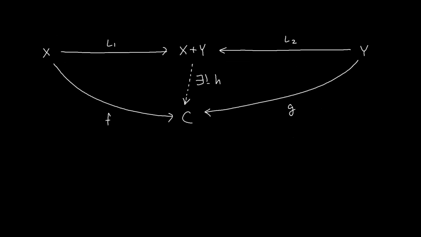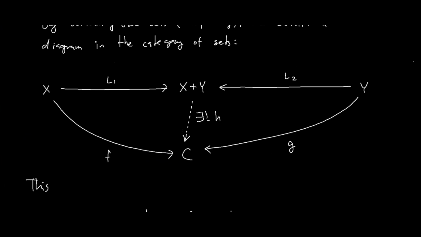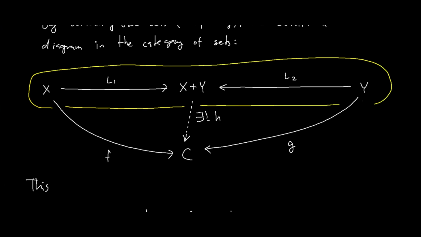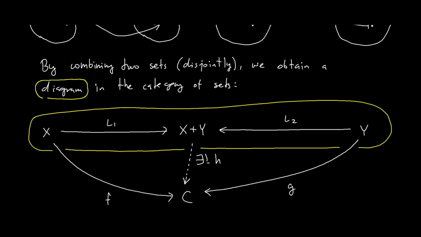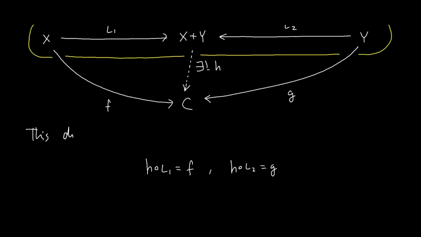So it's unique when you ask it to be not just a function from x plus y to C, but also to satisfy that the composite of h with iota 1 equals f, and the composite of h with iota 2 also equals g. So I'm claiming that for arbitrary, so let me write this down, for this diagram, the one that we constructed above, the one that I'm now putting in a yellow frame, this diagram has the following universal property.